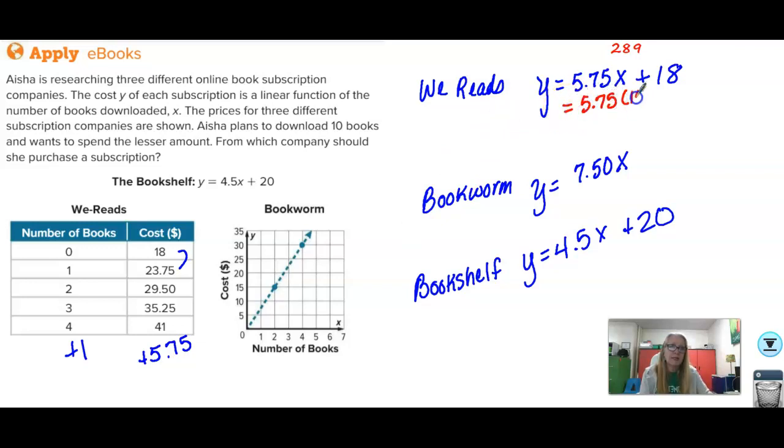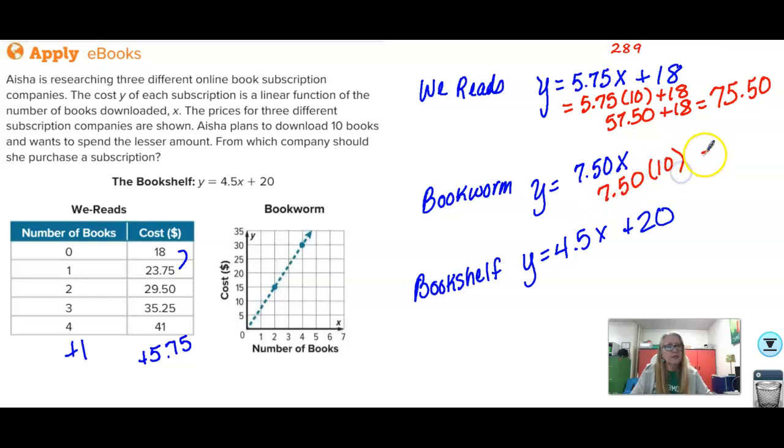5.75 times 10 plus 18. Well, this would be 57.50 plus 18. Yeah, I'm not going to even try it. Yeah, handy dandy calculator. 57.50 plus 18. 75.50. Okay. This one, if we substitute 10, 7.50 times 10 is 75 bucks. So far, Bookworm's cheaper. We Reads is more expensive.